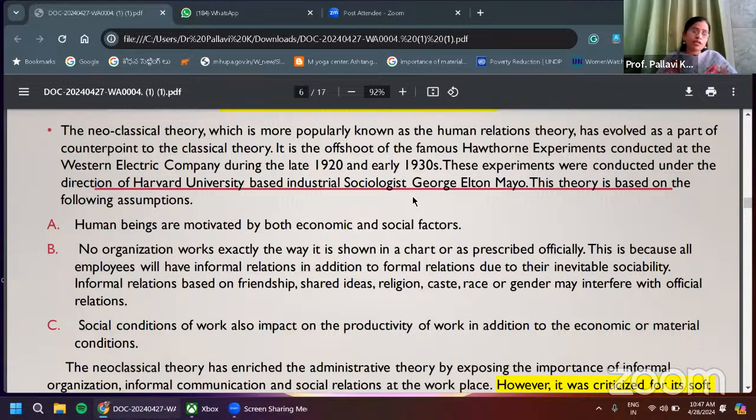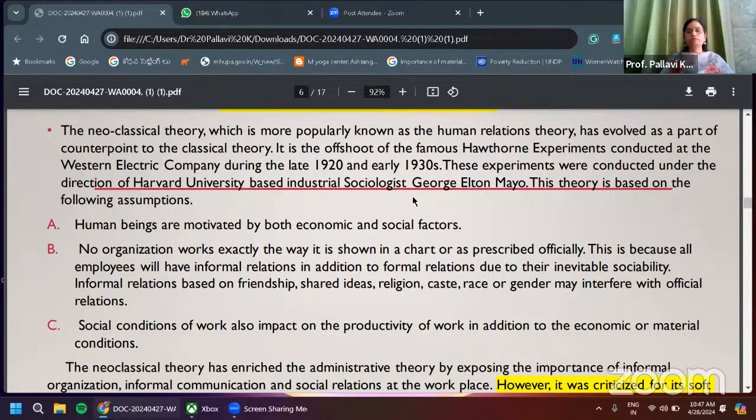But what did the experiments reveal? That human beings are motivated by different factors. It's not only the economic factors. Basically, the classical theories felt that men work only for money, that is, the economic factors. But human relations theory emphasizes that no organization can work only with the prescribed workflow or chart. There are employees who work by discussing among themselves. That is, apart from the formal relationships, there are informal relationships in any organization. You cannot avoid it.